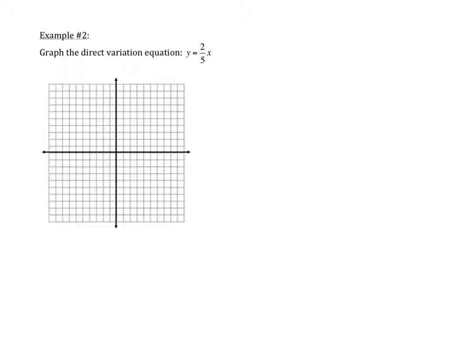Example number 2, graph the direct variation equation y equals 2/5 x. So remember, that's really just in slope-intercept form. So the slope would be 2/5 since that's the number in front of x, and since there is no y-intercept, it would be 0. Remember, you plot the y-intercept first on the y-axis, and then starting from that point, you use the slope as rise over run in order to find the other points and graph your line.